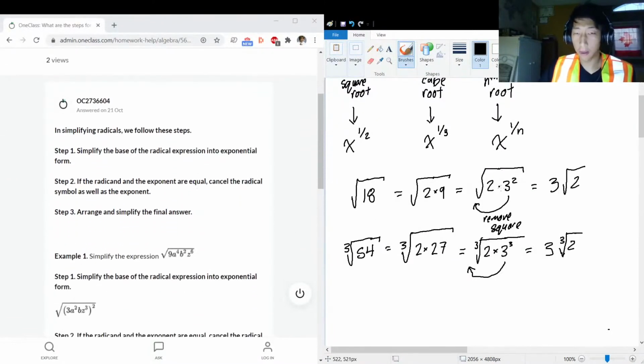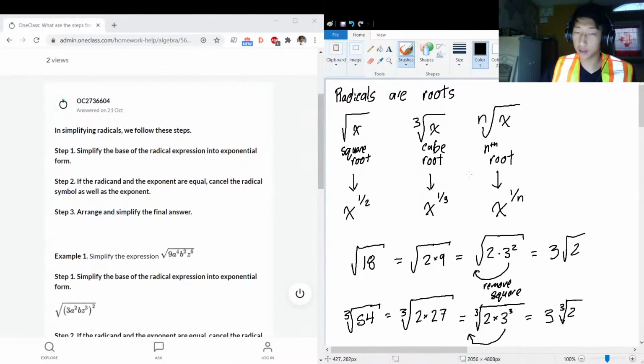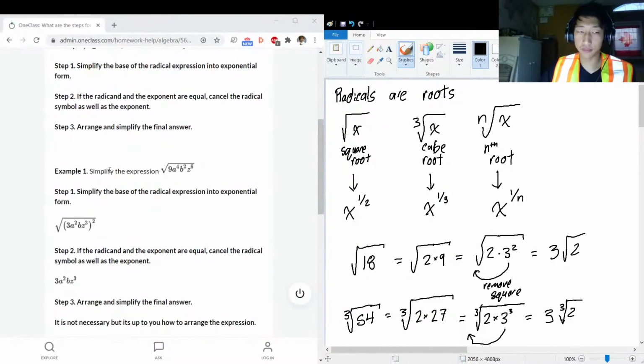Cool. Now that's typically what radicals are. When you get into calculus, you'll see that converting them into fractions instead of keeping them as roots could be a useful move to do. But yeah, let's actually see what their examples are.